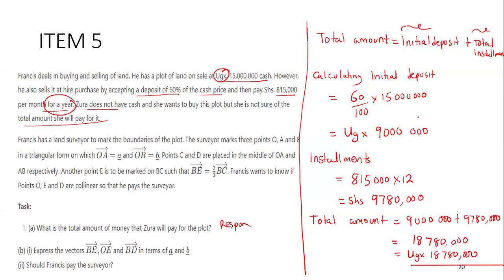There was something that was hidden from you. Since they said for a year, you need to know that in a year we have 12 months. So there will always be a hint within the question to enable you to proceed. Sometimes they can say for 5 installments, for 10 installments, or for 2 years. Now you need to know that if it is 2 years, then those are 24 months.